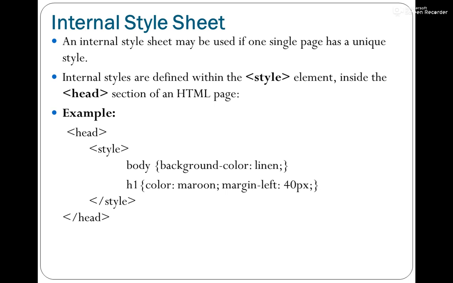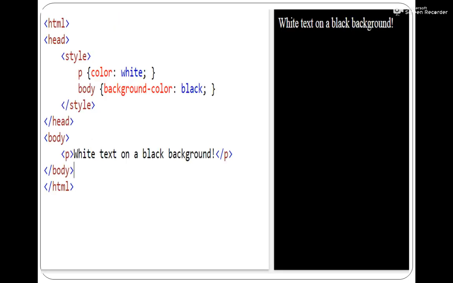So in the example you can see that I have used two elements to style. The first one is the body and the second one is the H1 tag. For body I am changing the background color to linen, and for the H1 tag I am changing the text color to maroon, and I am keeping a margin from the left side which is 40 pixels. We have already seen this example, so I won't go into much detail. So this is the example we have seen for the internal type of CSS.